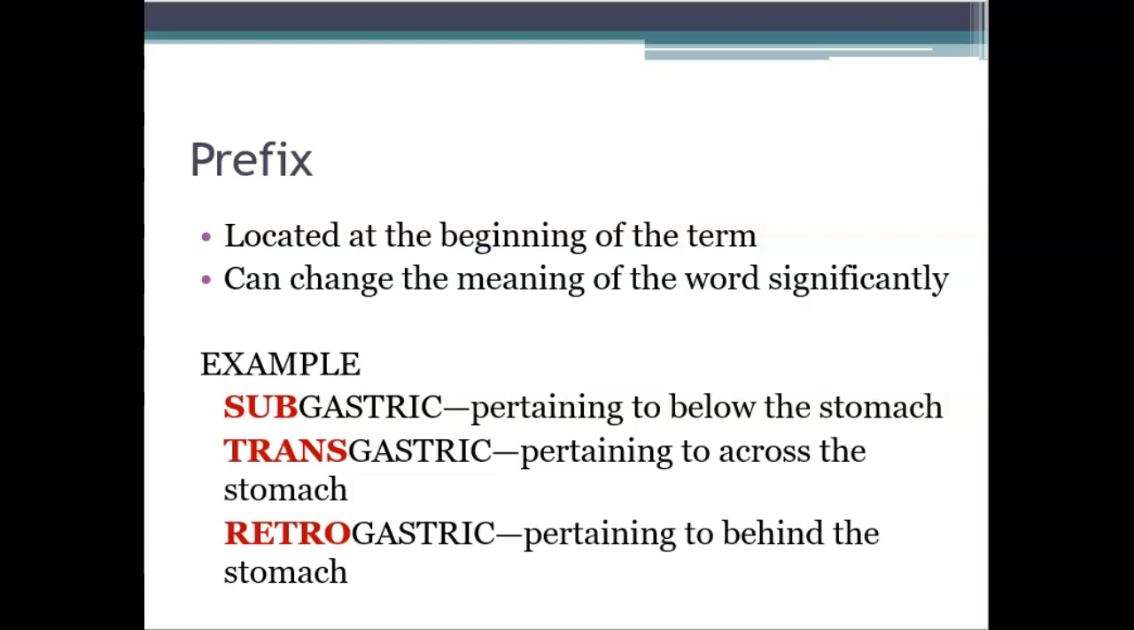Best way that I can tell you to remember these is to make little analogies in your head. When I look at subgastric, I think of a submarine. It goes below the surface. Transgastric, pertaining to across the stomach, or transverse abdominal, going across. Retrogastric, pertaining to behind the stomach.